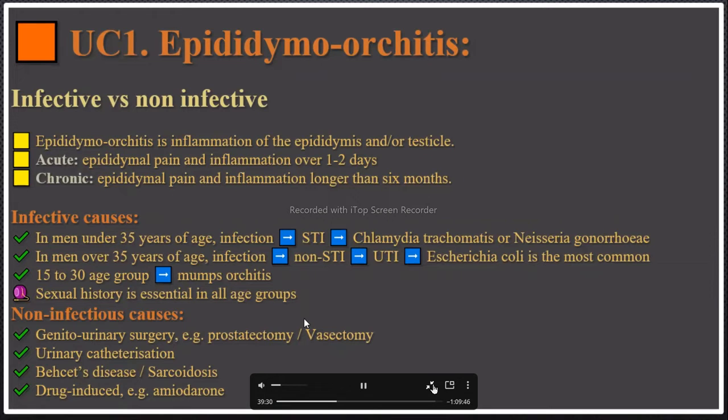Non-infectious causes: if they mention in the scenario that the patient has a history of surgery, like genital or urinary surgery, prostatectomy, vasectomy, urinary catheterization. He had a catheter 1 week ago, or 1 month ago. So think about non-infectious. Systemic disease, sarcoidosis, drug-induced: the patient is using amiodarone. So it can be epididymo-orchitis, but non-infectious.